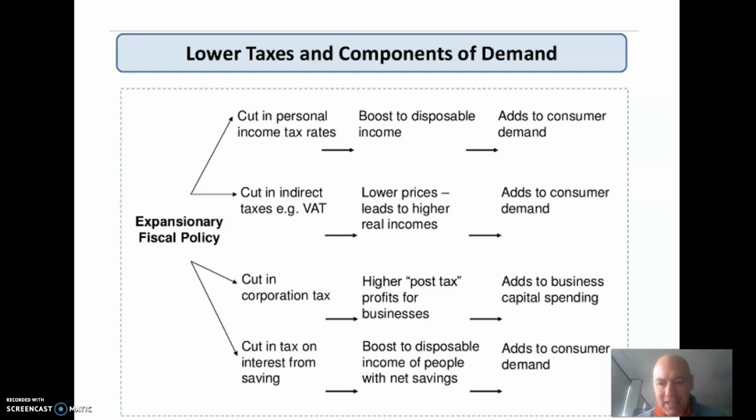So if there's a cut in that, that basically means that kind of globally, in terms of everyone in the economy, it's going to boost people's disposable income, because they're getting more interest from their savings because less has been taken by the government in terms of tax, and again that will add to consumer demand. Remember, the ability to explain that is important.